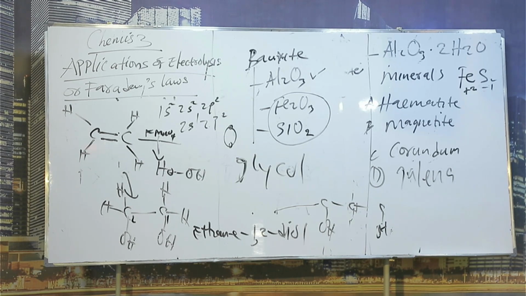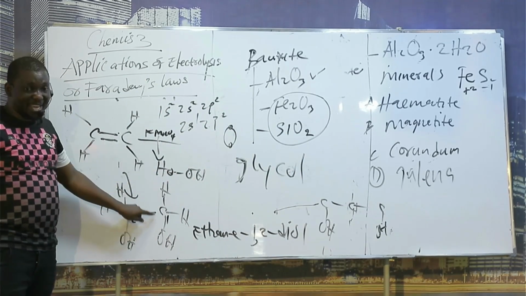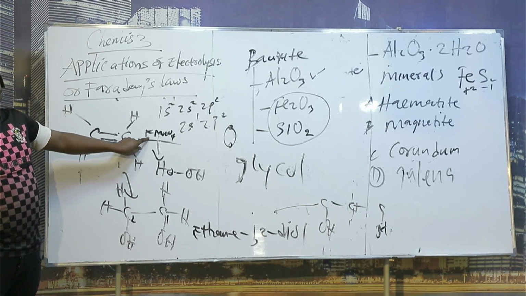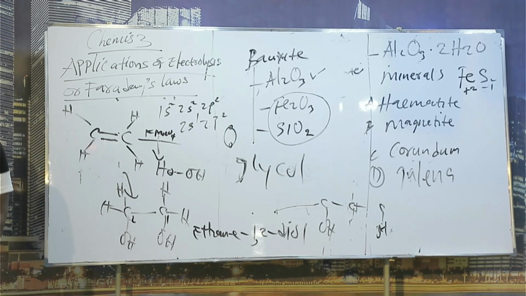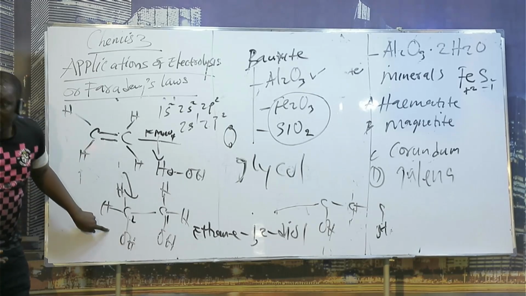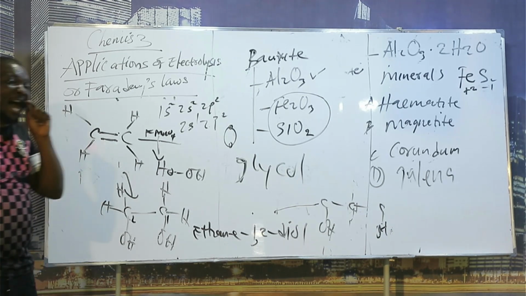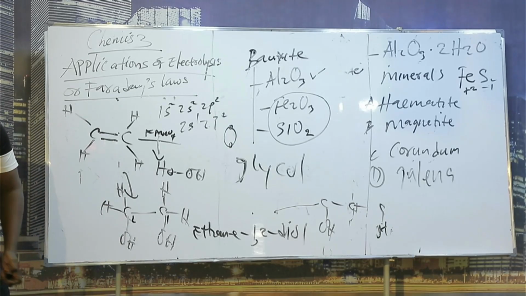Are you with me? What happened from here to here? The reaction of ethene with KMnO4 treated with sodium hydroxide, called Baeyer's reagent, is called a hydroxylation reaction. Hydroxylation, adding of what? Hydroxy group to the carbon. If you're adding hydrogen, what will you call it? Hydrogenation. If you're adding halogen, what will you call it? Hydroxylation.